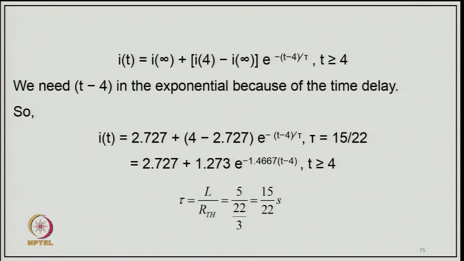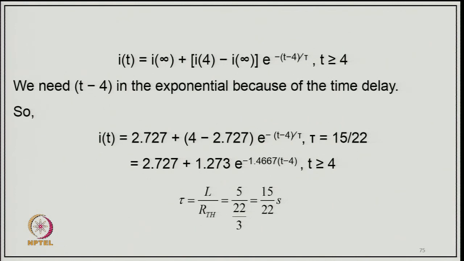So, i(t) will be equal to I infinity plus in bracket I(4) minus I infinity, e to power minus (t minus 4) upon tau, for t greater than 4 seconds, and we need t minus 4 in the exponential because of the time delay. So, i(t) will be equal to 2.727, putting the value of that I infinity, plus in bracket 4 minus 2.2727, e to power minus (t minus 4) divided by tau, where tau is 15 by 22, and putting the value here, 2.727 plus 1.273 e to power minus 1.4667 (t minus 4) for t greater than 4.